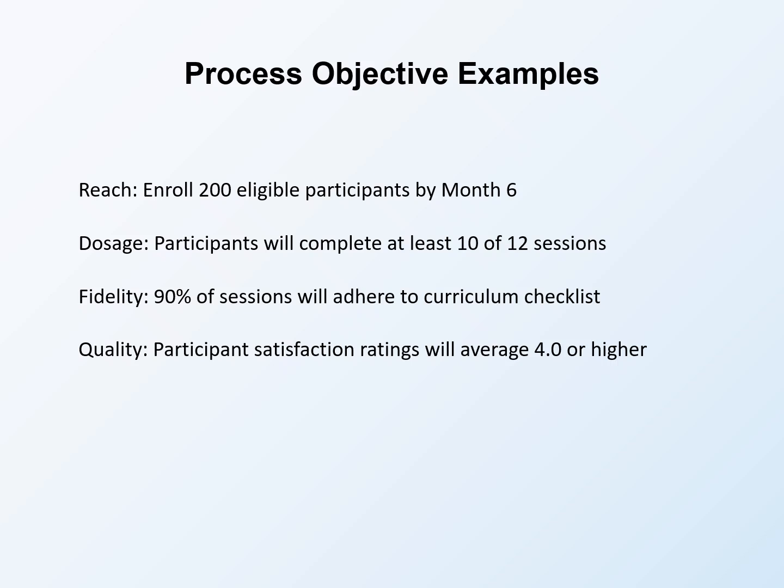Attendance records document this. A fidelity example is that 90% of sessions will adhere to curriculum checklist. This sets a standard for implementation fidelity. Observation or self-report can document this. A quality example is that participant satisfaction ratings will average 4.0 or higher. This measures perceived quality. Survey data documents this.